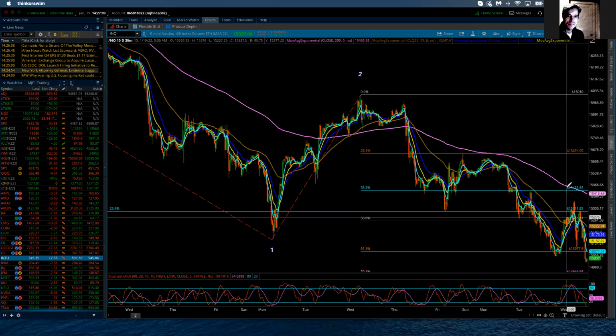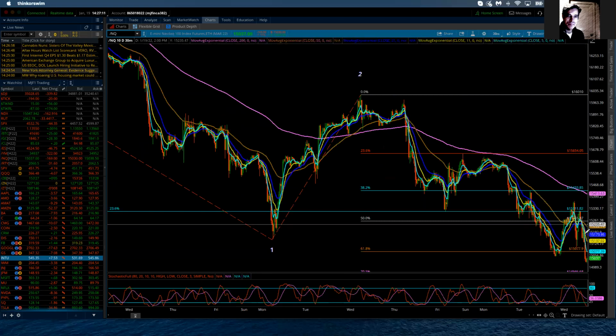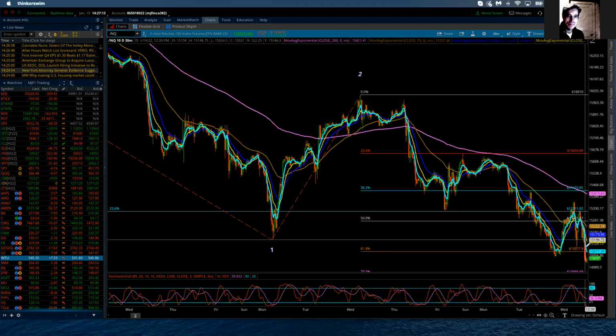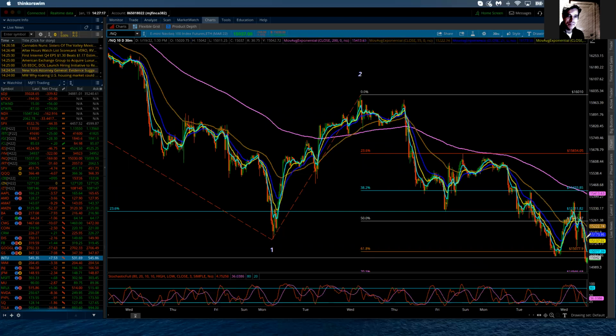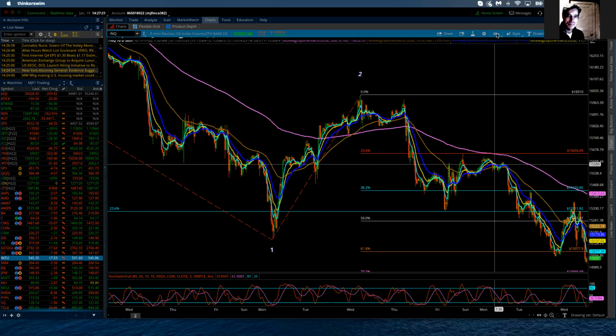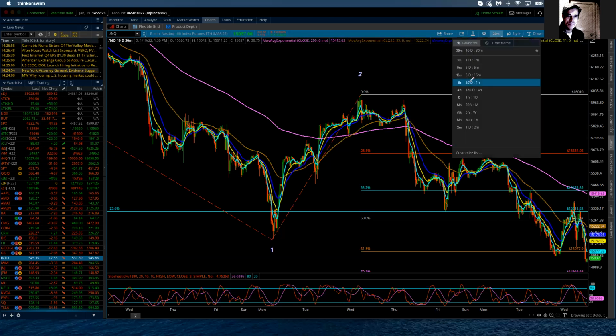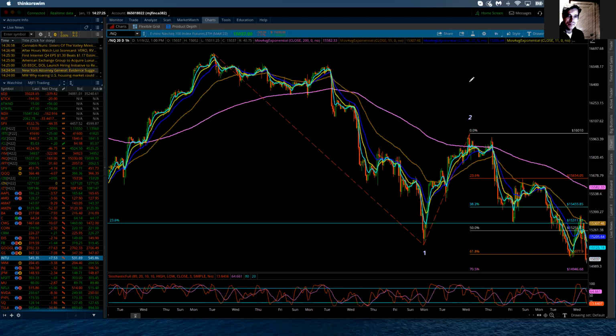You can see there's the 200, there's the 50, there's the 20, there's the 8, and there's the 4, and they're all pointing pretty strongly down. That supports on the 30, and also if we go back out to the hourly, it supports the decline, picking up some speed and really beginning to fall.